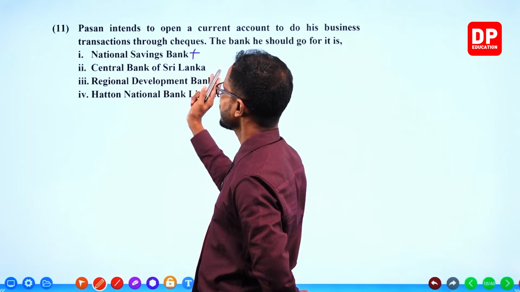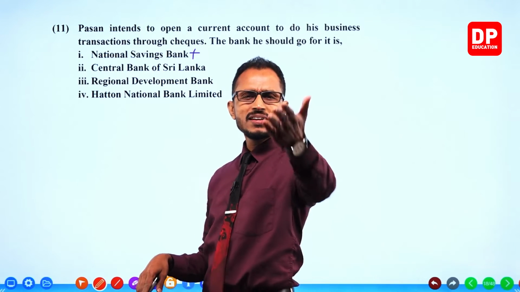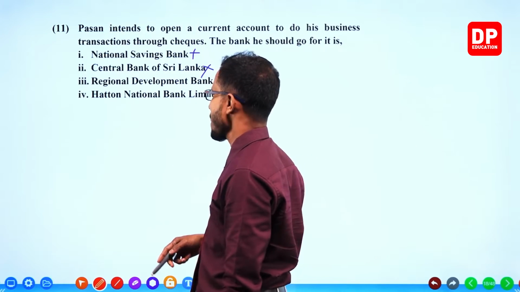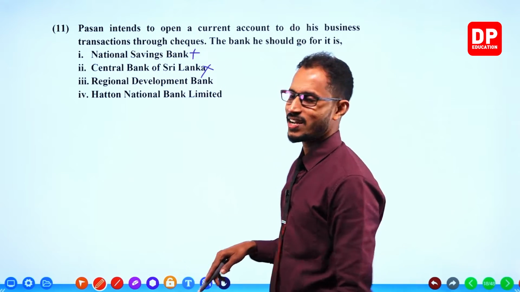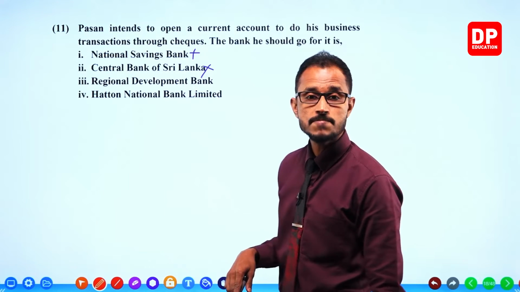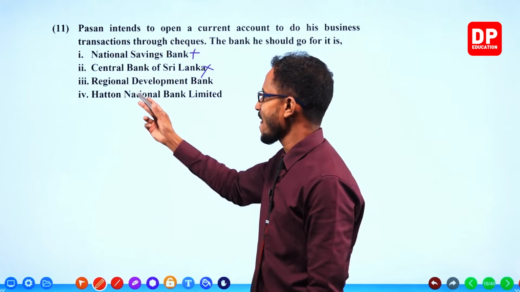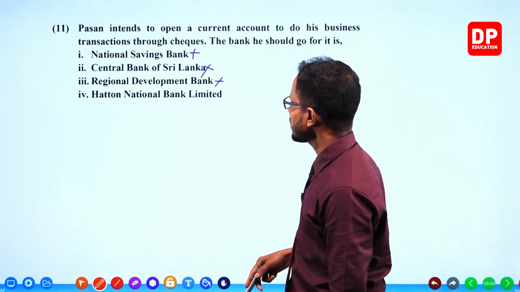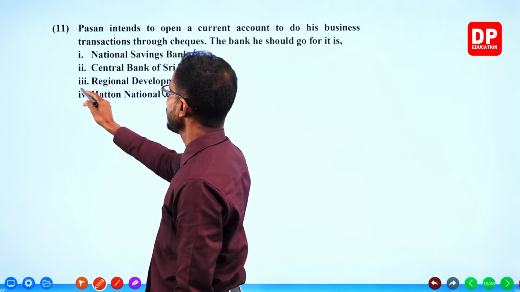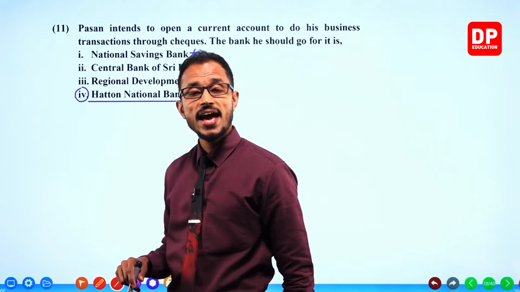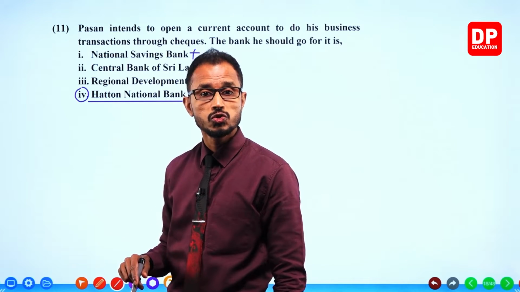Central Bank of Sri Lanka. Are you nuts? Pasan, are you kidding me? No, we can't go to CBSL, Central Bank of Sri Lanka, to open a current account. Regional Development Bank? No, that's a development bank. Hatton National Bank Limited. That is the bank Pasan you should go to.